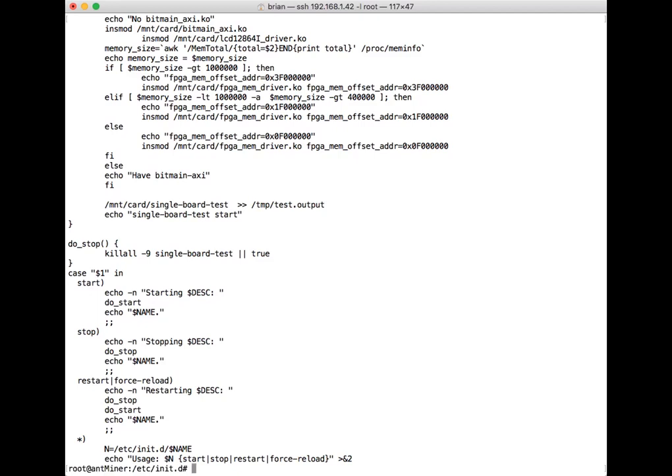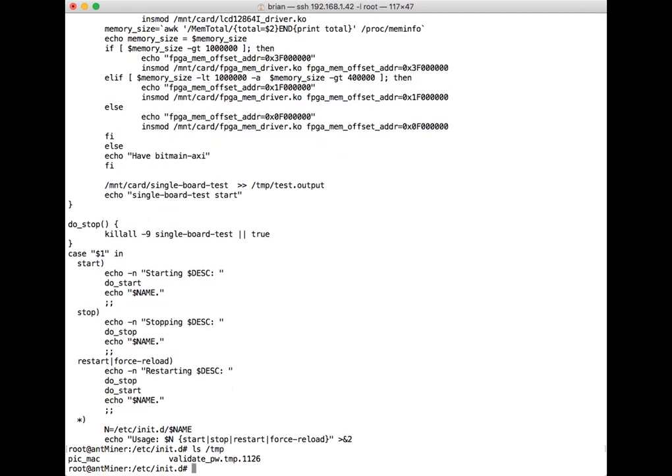Now, just for hoots, I can do a directory listing on /temp. Right now all there is a picmac and a validate. But as soon as I restart this, it's going to create this file. Now, how do I restart it? Remember I started talking about this?